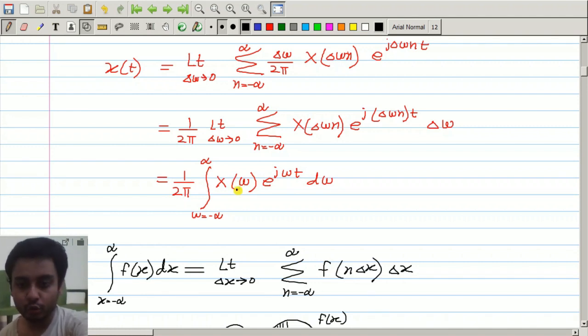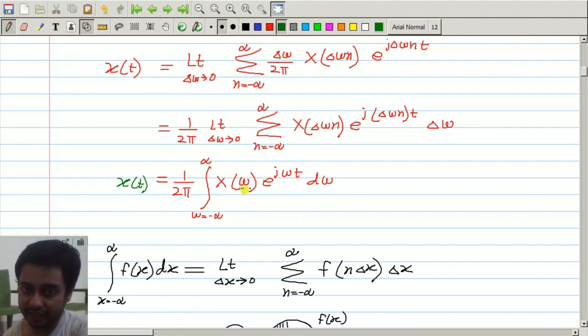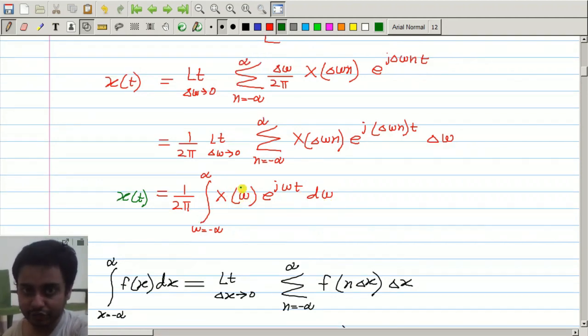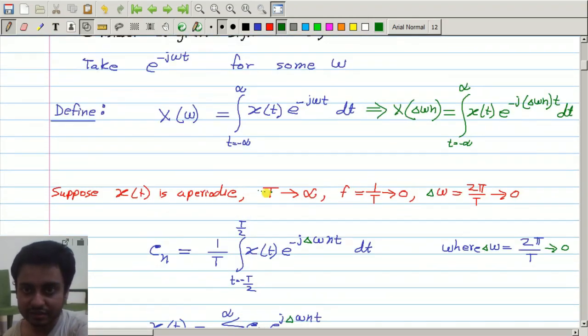We have written xt as integration of capital X omega e to the power j omega t d omega, where capital X omega is defined here, right? Xt e to the power minus j omega t dt integrated from t equal to minus infinity to plus infinity.